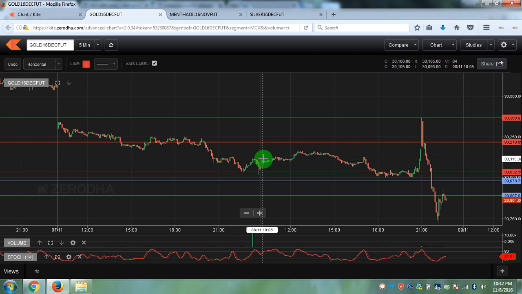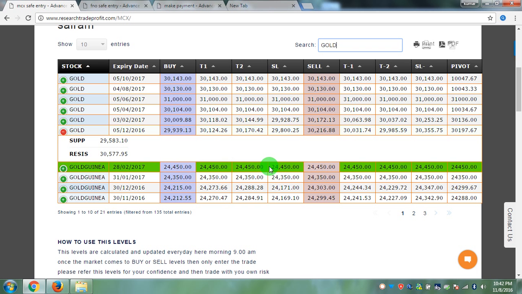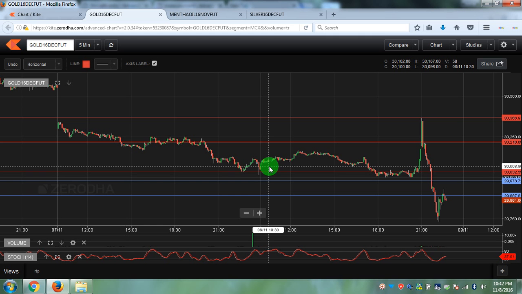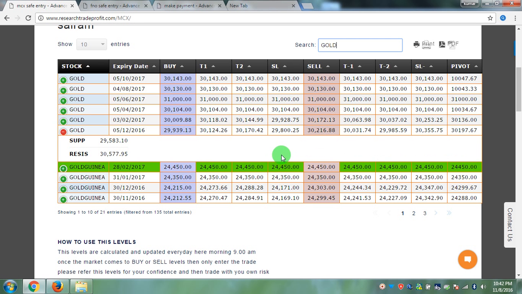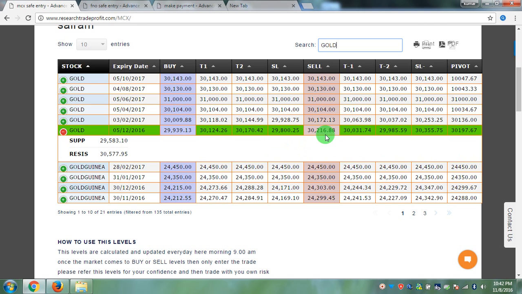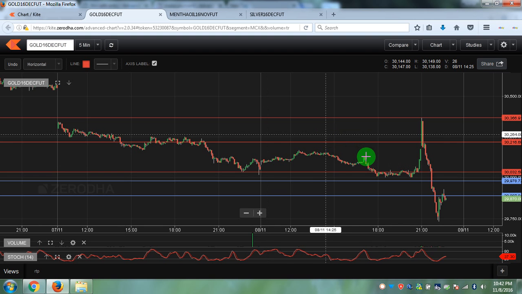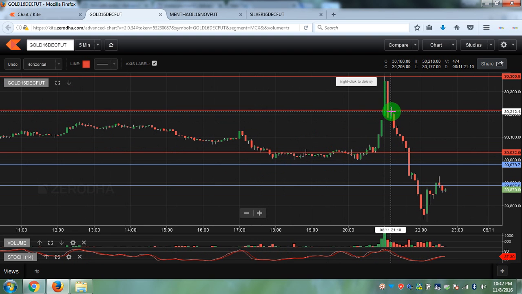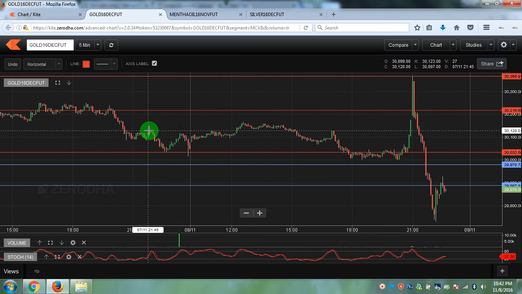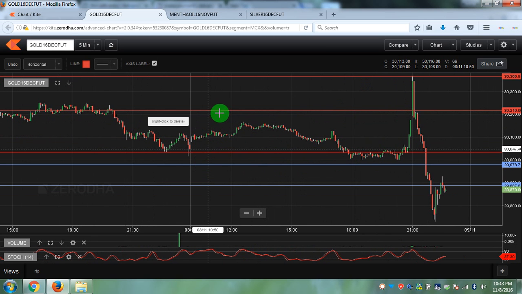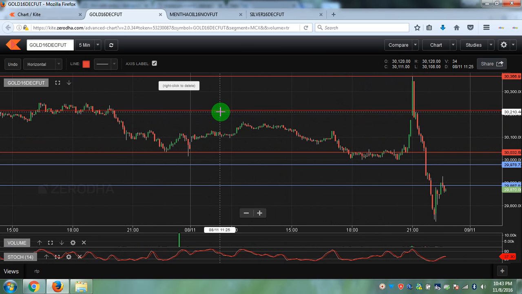8th of November, 30,168, 30,068. Buy was at 29,940, and the sell was given at 30,216. You can see this level from morning. This was the buy call and this was the sell call. From morning, neither side was triggered.